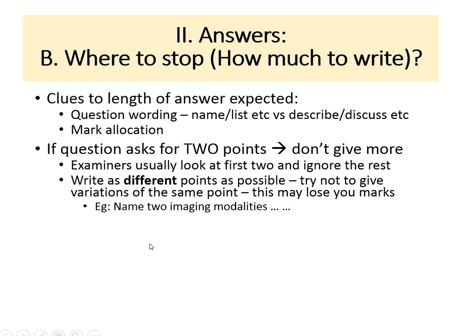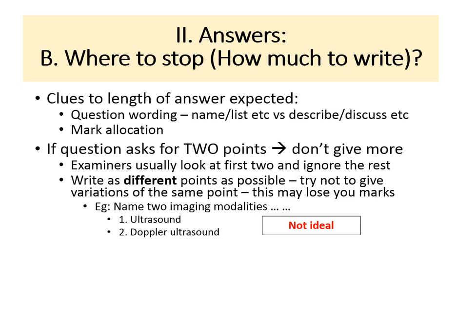For example, if you're asked to name 2 imaging modalities, you really don't want to say ultrasound as number 1 and Doppler ultrasound as number 2. This is not ideal. Make your answers vary. So ultrasound, number 1, and number 2, CT scan. Or, of course, depending on the right answer.